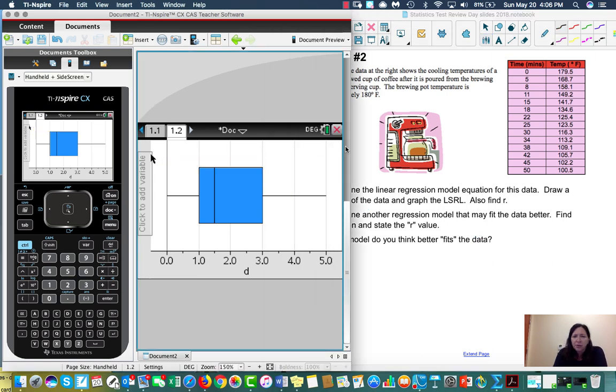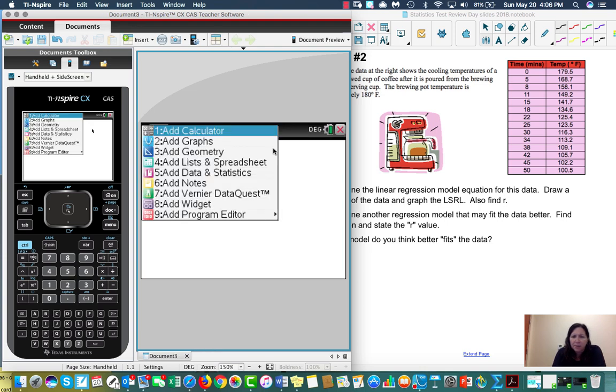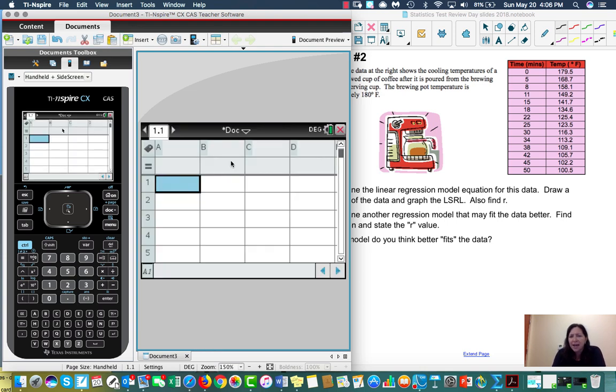So we're going to start over. I'm not going to save this information. I'm going to start a new document. I'm going to go to Lists and Spreadsheets. And in my top value, I've got time. Time's usually my independent variable, so I'm going to put T for time. And my B value is temperature, so I'm going to put temp. Okay, so I'm going to plug these values in. You could probably take that time to do that yourself.